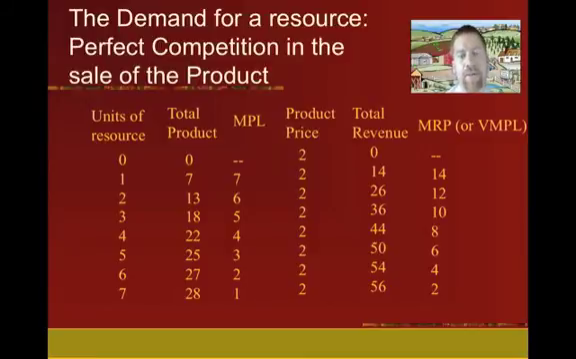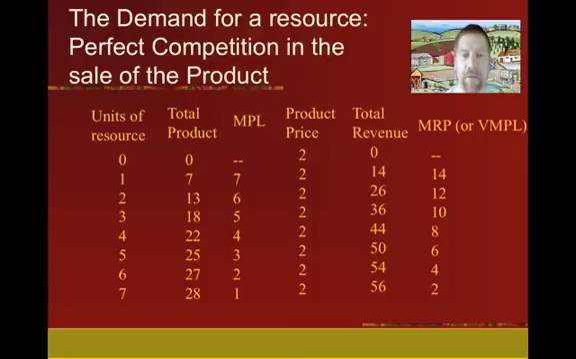The total revenue can be found by the price times the total product. Again, that's a column that you could have probably done on your own. So 2 times 0, 2 times 7 is 14, 2 times 13 is 26, and so on. So it's price times quantity equals my total revenue. Don't forget that. You'll have to be able to do that.